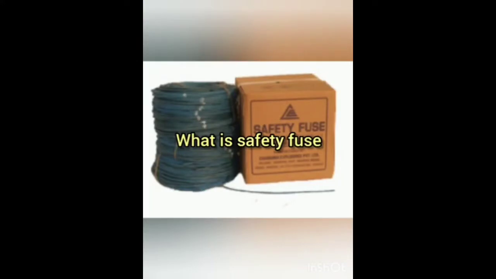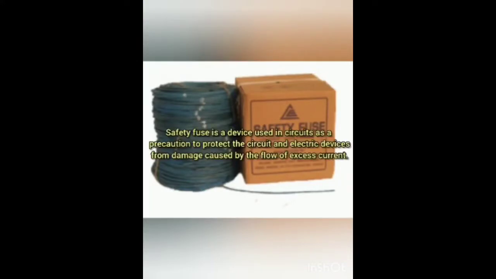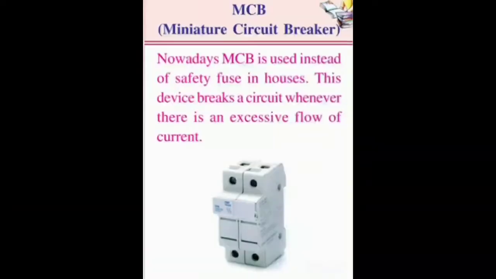What is safety fuse? Safety fuse is a device used in circuits as a precaution to protect the circuit and electric devices from damage caused by the flow of excess current. What is MCB? Miniature circuit breaker is used instead of safety fuse in houses. This device breaks a circuit whenever there is an excessive flow of current.